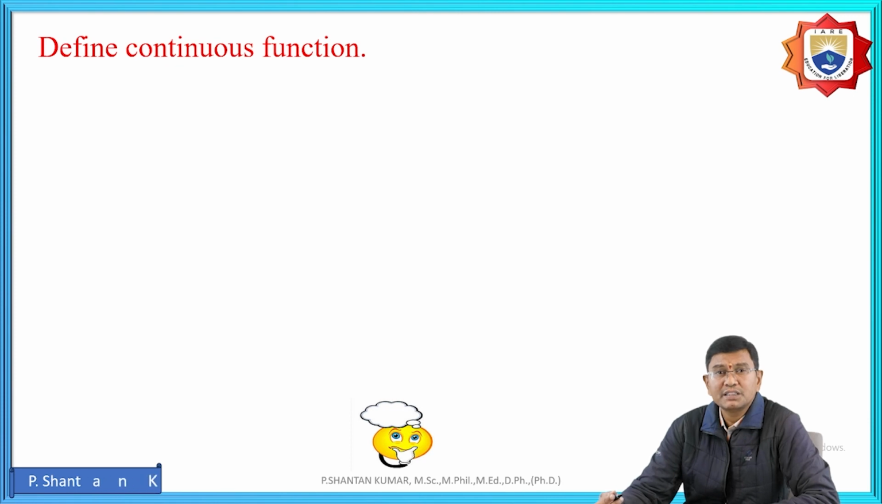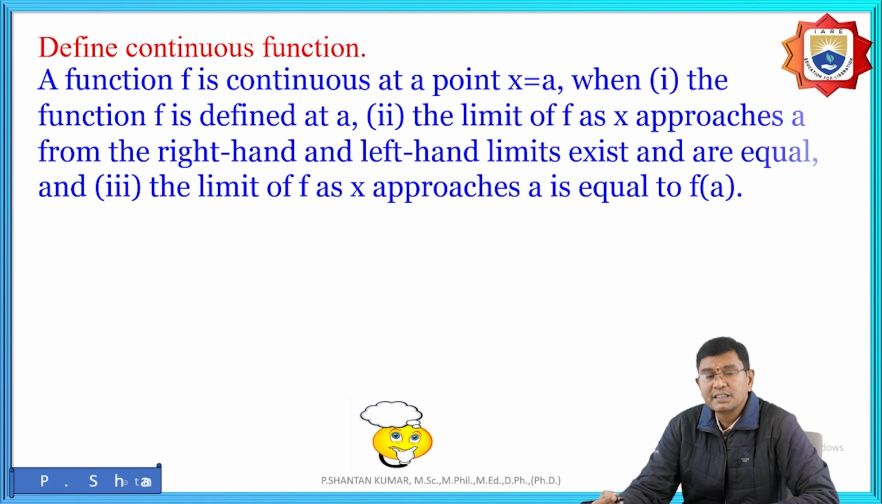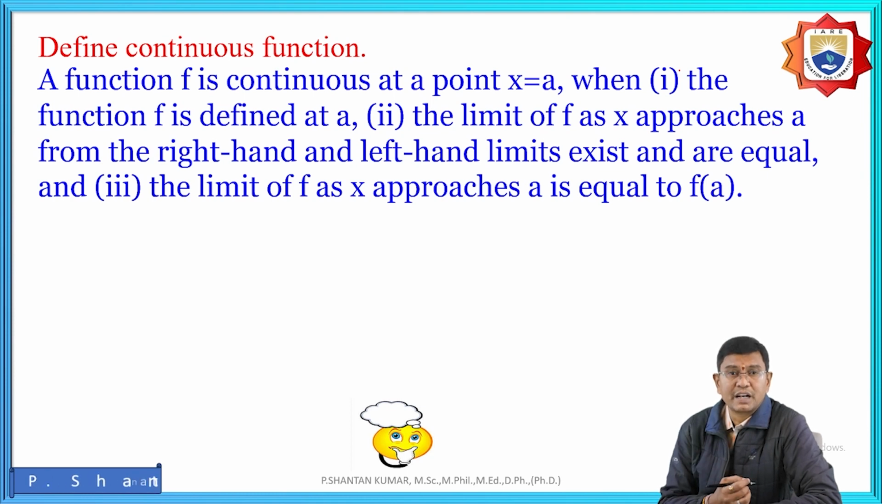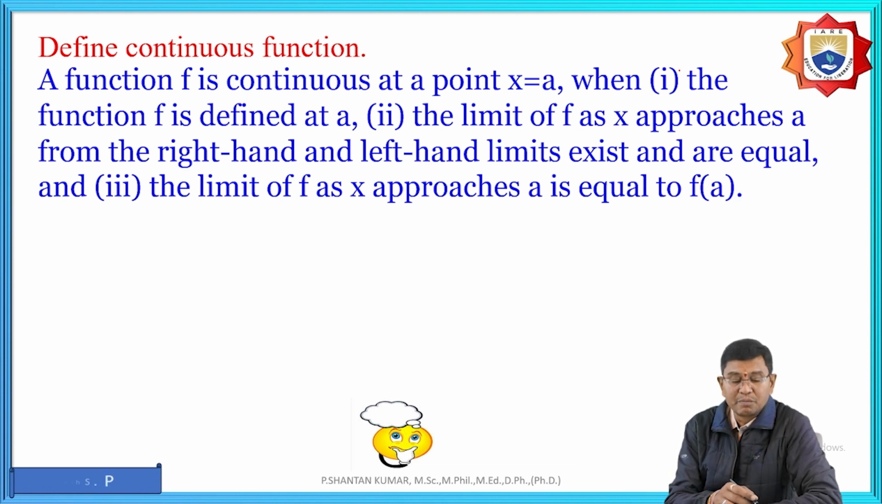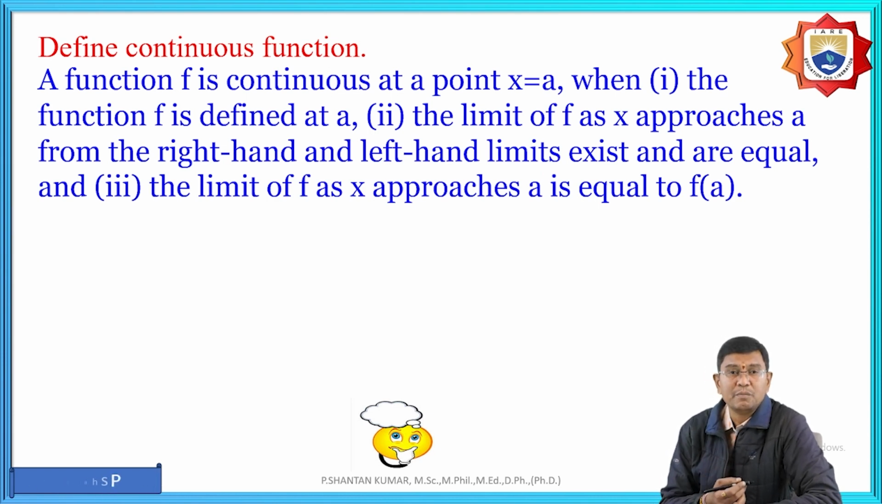Based upon these conditions, the definition of continuity is this: a function f is continuous at a point x is equal to a if three conditions are satisfied. One, the function is defined at the point x is equal to a. Second, the limit of f as x approaches a from the right hand side and the left hand side exists and is equal. That is, the LHS limit and RHS limit both exist and are the same.